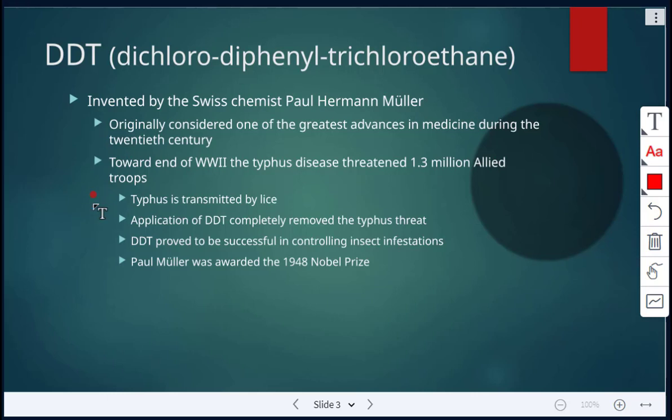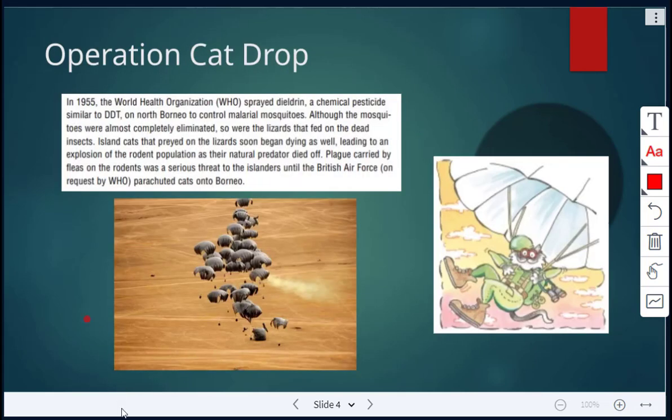But as we saw later, there were harsh consequences to the environment and other species. So DDT did prove to be successful in controlling insect infestations, and that scientist, Paul Müller, was awarded the 1948 Nobel Prize.